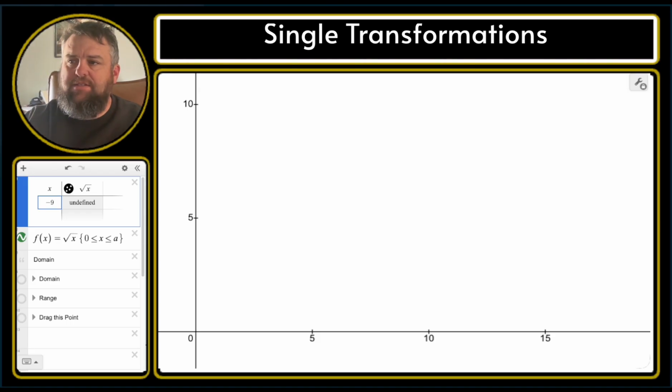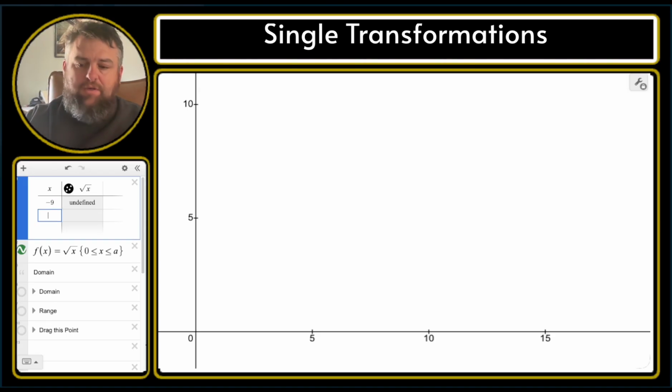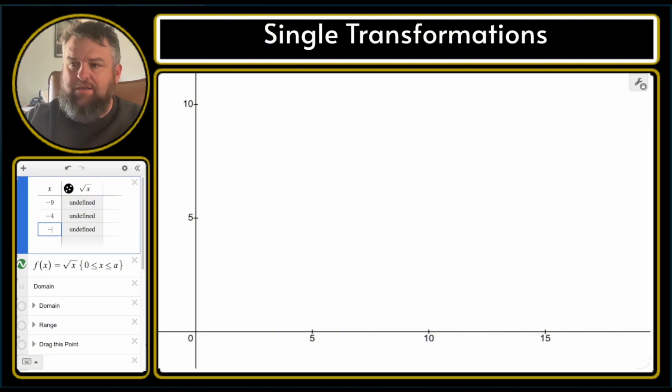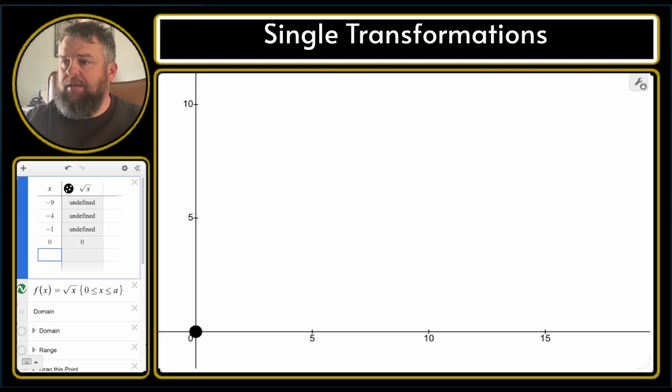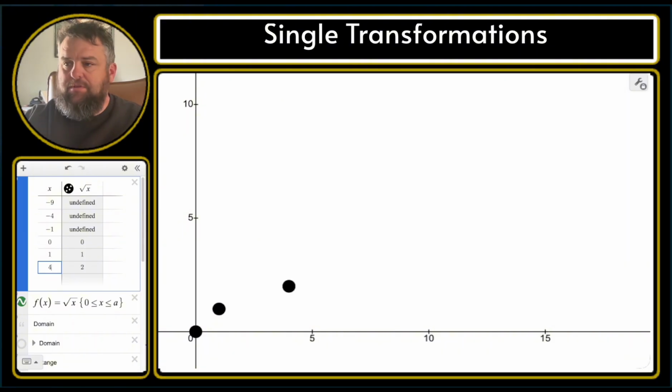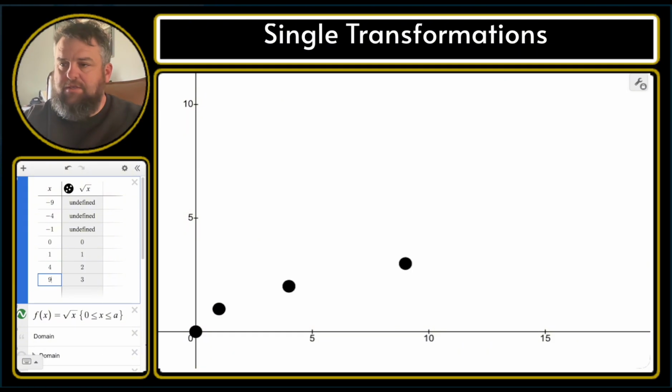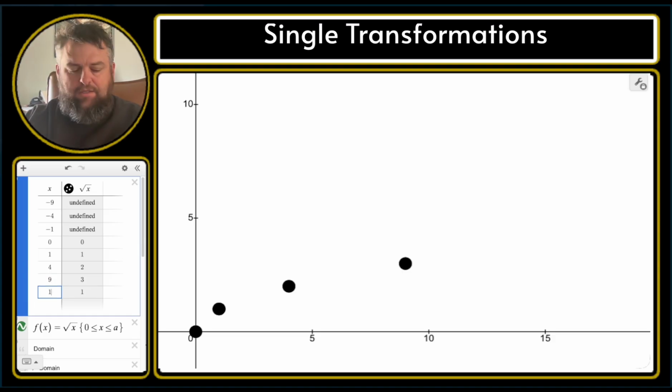Well, that's because the square root of a negative number is undefined. It's imaginary. So I cannot actually take the square root of a negative number. Once I hit 0, then I'm actually good. Then I can plug in 1. Square root of 1 is 1. The next perfect square is going to be 4. So the square root of 4 is 2. Next one is 9. And then the next one is 16.